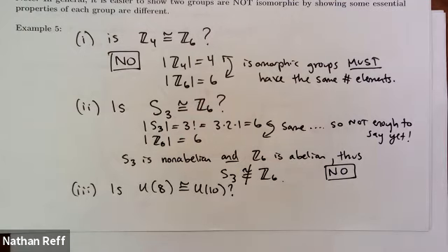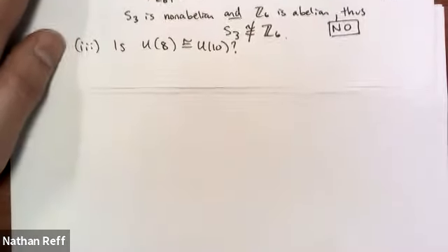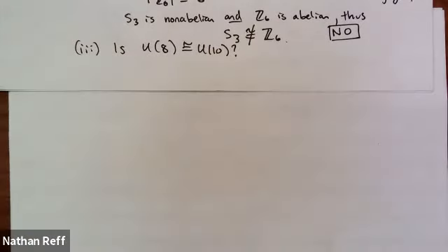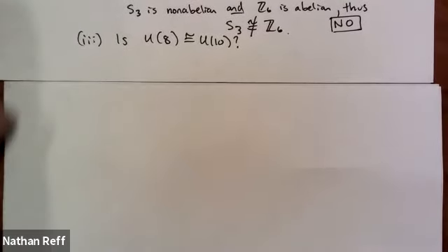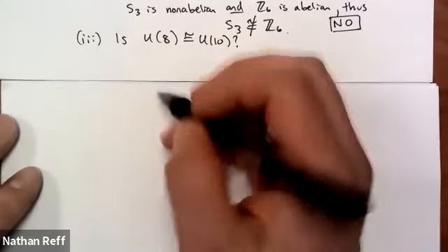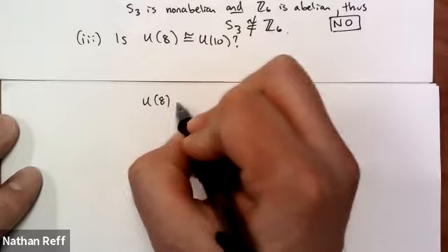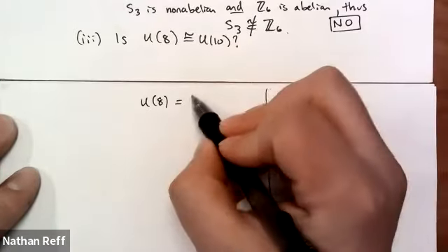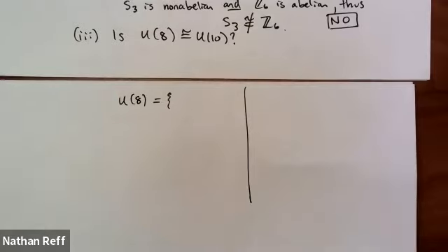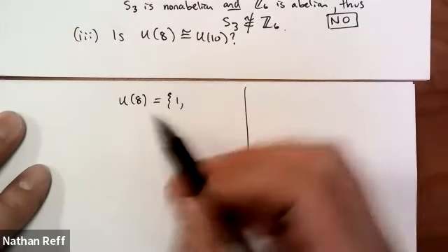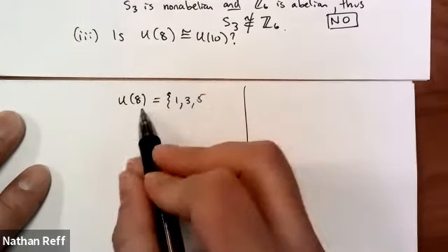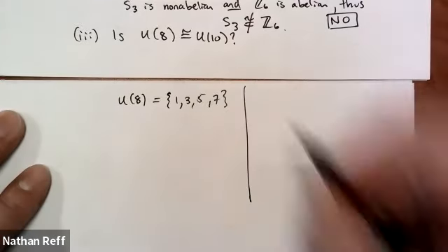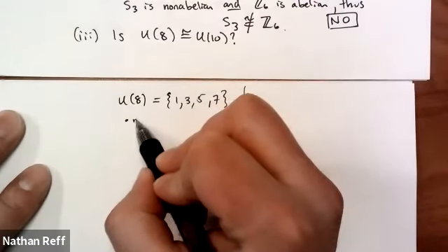So here's the cliffhanger I left you on, which is: is U8 isomorphic to U10? Now, there's a back side to that sheet, so you could use the other side of that. Let's write out what the elements of each of these groups are. So U8, you got to write out what's relatively prime with 8. So 1 is, 2 is not, 3 is, 4 is not, 5 is, 6 is not, and 7 is. So it only has 4 elements in it. And this is going to be multiplication modulo 8.